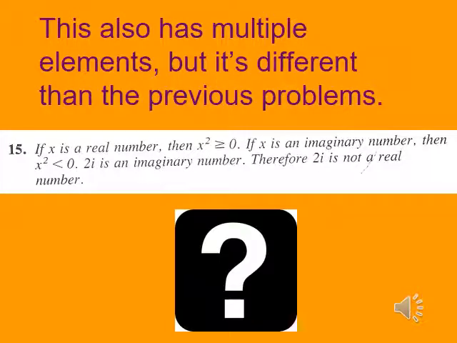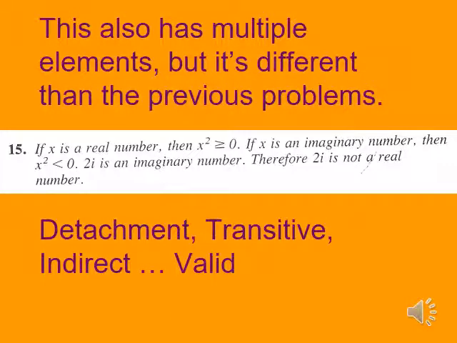And once again, there are multiple things happening, but if you look carefully, it really is different than the two problems we just got done doing. It's not just like transitive and converse, there's some other stuff here. So I'm going to start here by looking at the second statement. It says if x is an imaginary number, then x squared is less than 0. So they tell us 2i is an imaginary number. And by detachment, I can conclude that x squared has to be less than 0.